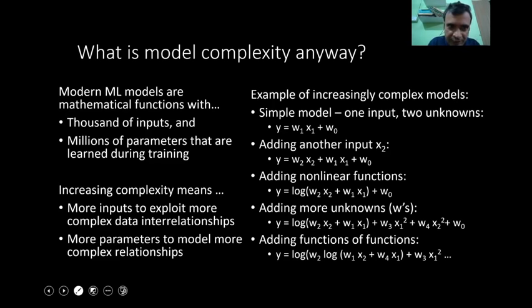Okay, so what is model complexity anyway? Let's look at simple models. I'm sorry, this is the only slide that has mathematics. So let's say the output of the model is y, that is a prediction made by the model, and the input to the model is x1. The simplest model that you can have is an equation of a straight line, which is w1 x1 plus w0. You might have seen it as mx plus c. So that's the simplest model that you can have. One input, two unknowns: the input is x1, the unknowns are w1 and w0.